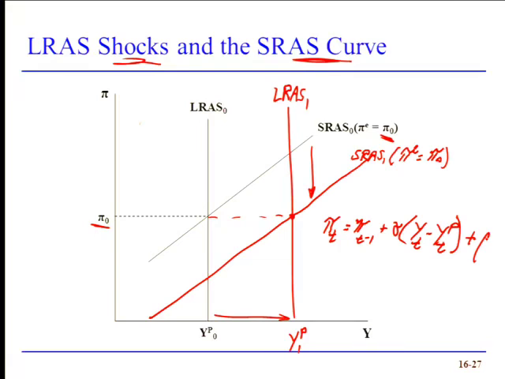They keep making me repeat. What I'm saying is when the long-run aggregate supply curve shifts, the short-run aggregate supply curve will always shift to intersect the new long-run aggregate supply curve at the expected inflation rate, which in this case was pi naught.